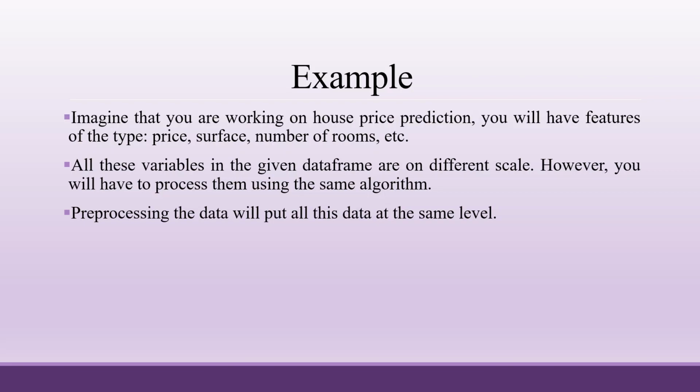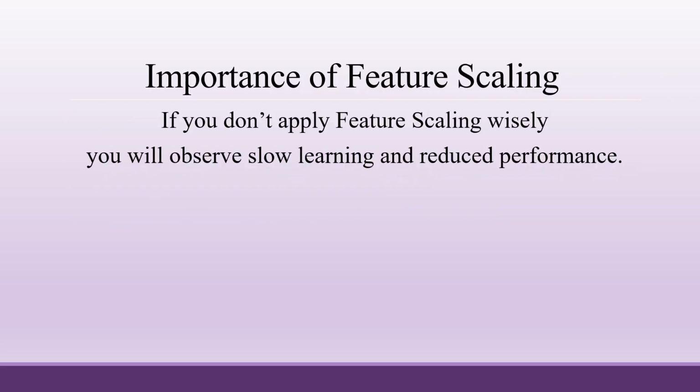Let's discuss one example where we want to predict house prices. The variables or features which we consider here are the price of the house, the surface area of the house in square feet, and the number of rooms. All these variables in the given data frame will be on a different scale. However, you will have to process them using the same algorithm. That's the reason we require feature scaling of the data. Pre-processing this data will put all of it at the same level.